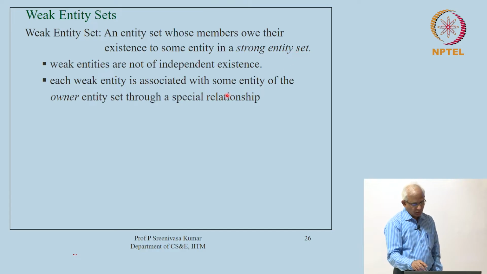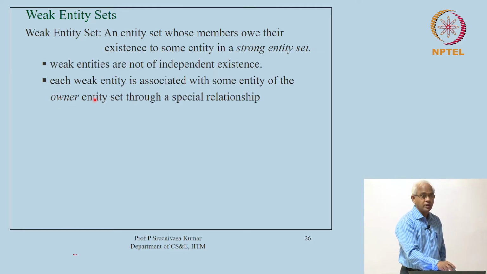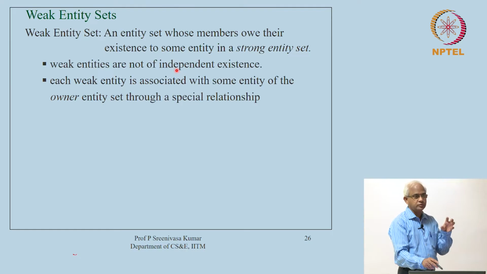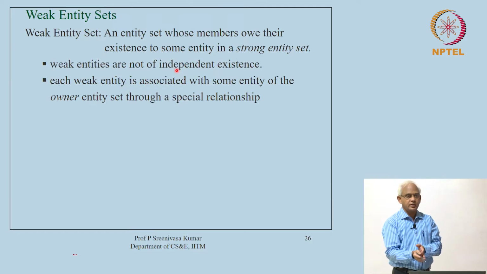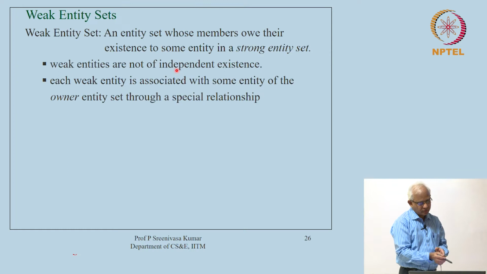Each of these weak entities is associated with some entity, which we call the owner entity, through a special relationship. When we discuss examples it will become very clear, but basically what we are saying is that there are certain kinds of entities whose existence in some sense depends on the existence of other entities, and we call the other entities the owner entity. Because the owner entity exists, this other entity which we are calling a weak entity becomes important for us.